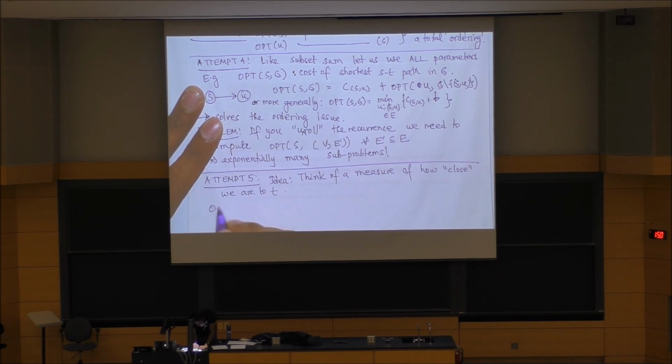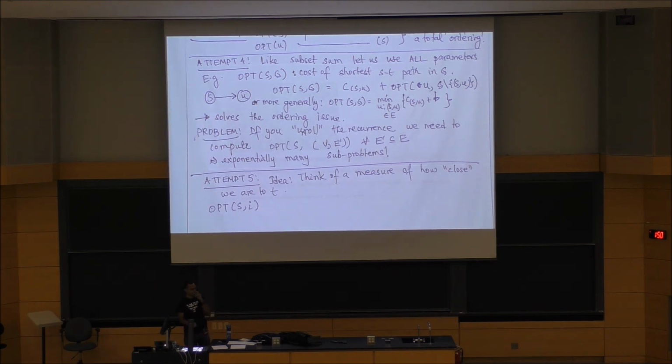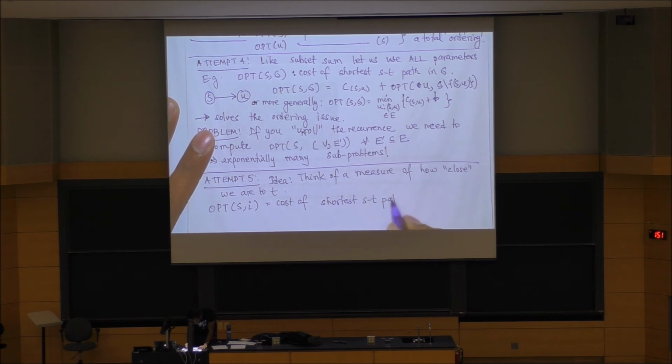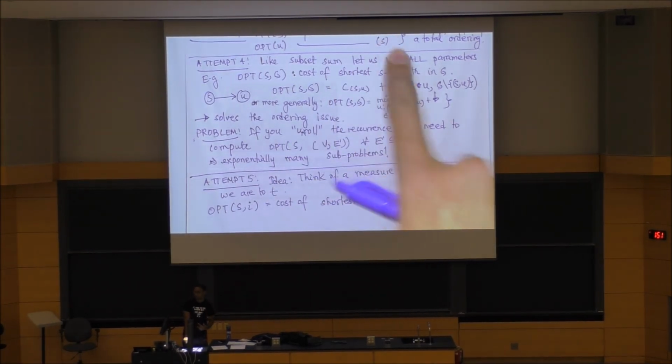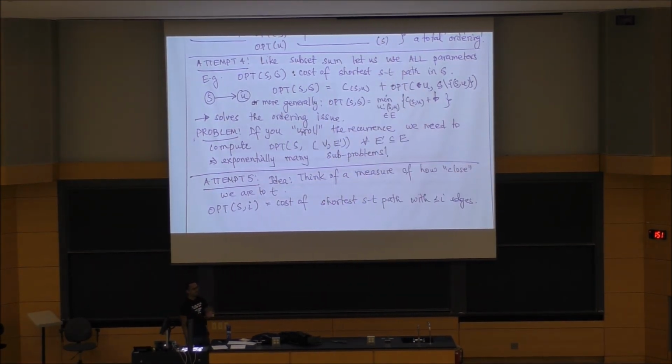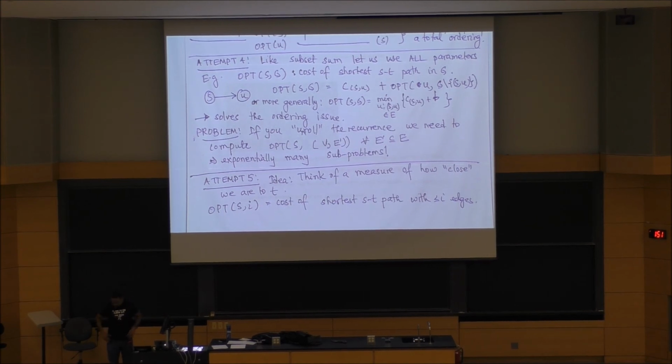And in particular, what we're going to use, and this is going to be a final set of subproblems, we're going to have opt of S comma I, which is the cost of the shortest ST path with at most I edges. And you can think about it and convince yourself that this is enough to not run into the problems that we are seeing over here. And indeed, this will work. So on Friday, we're going to go through the process and make sure all things work. Sorry for going over time.